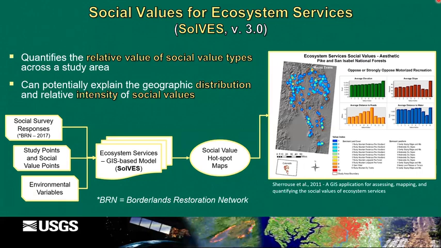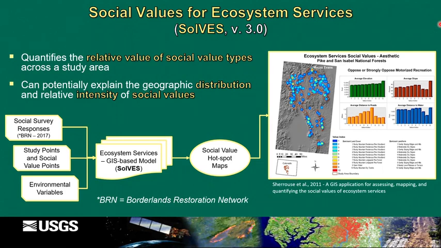So we use the Social Values for Ecosystem Services model, or SOLVS. What SOLVS does is it quantifies the relative value of social value types across the study area, and it can potentially explain the geographic distribution and relative intensity of social values. It was developed by Ben Sherrouse, Darius Semmens, and Ken Bagstad of the U.S.G.S. On the image on the right, this is an application that was done by Ben Sherrouse and others in 2011 of SOLVS for the Pike and San Isabel National Forest in Colorado.